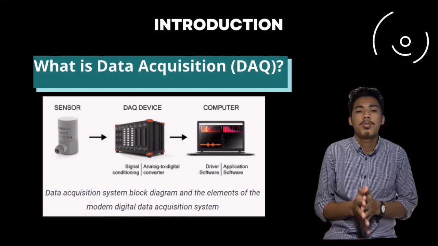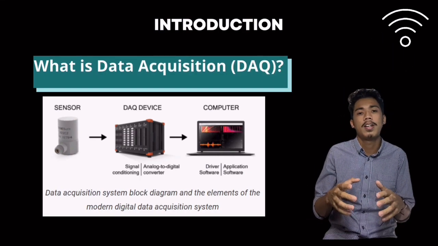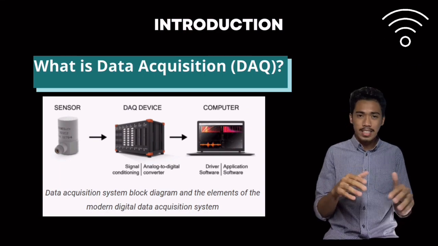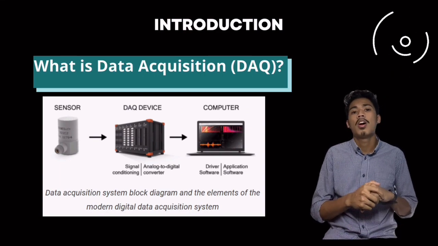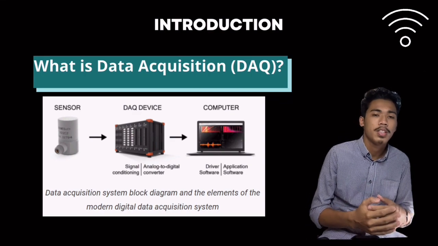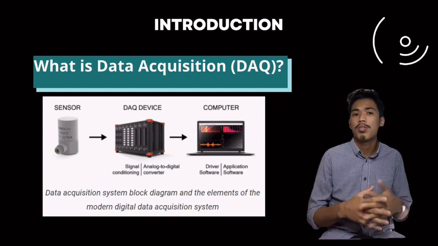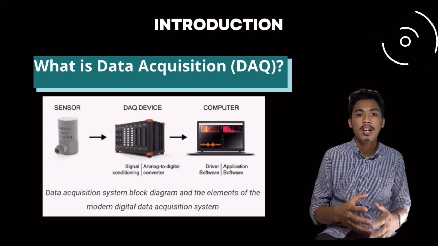First things first, what is data acquisition? Data acquisition is a process of automatically obtaining data from one or more sensors or transducers directly into the computer system. We perform tasks such as conversion of data, storage of data, transmission of data, and processing of data.